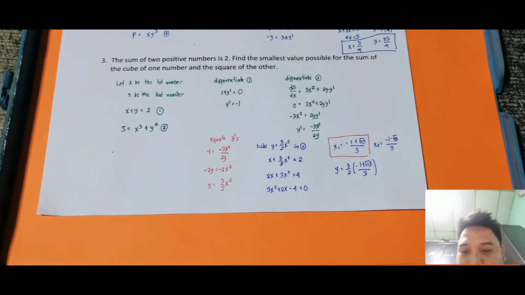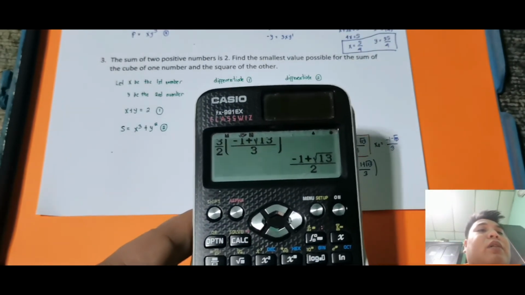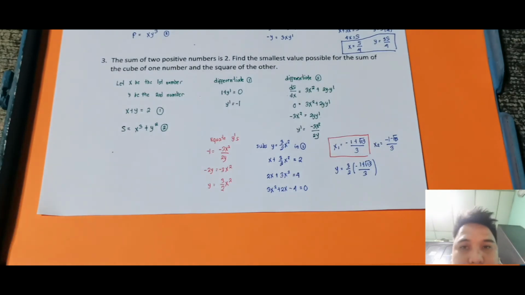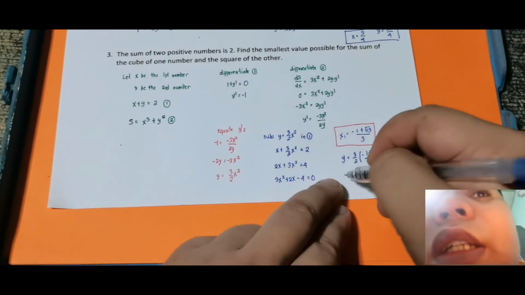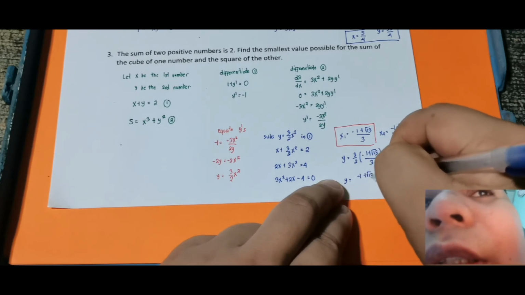Okay, so ginagawa ko lang to para mapadali na rin. So, 3 over 2 times, so at least pwede nyo talagang totally gawin. So, negative 1 plus square root of 13 over 3. Pwede naman gawin to kasi sa procedure pa lang malayo na. So, that is negative 1 plus 2/3. So, cancel siya. So, that is negative. So, therefore, y natin dito, negative 1 plus square root of 13 over 2.